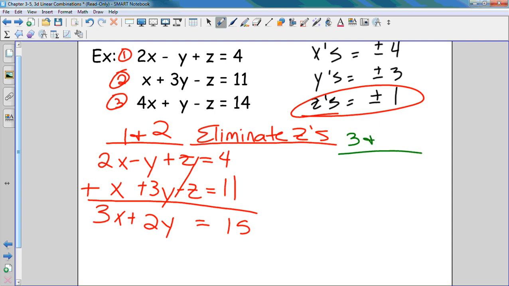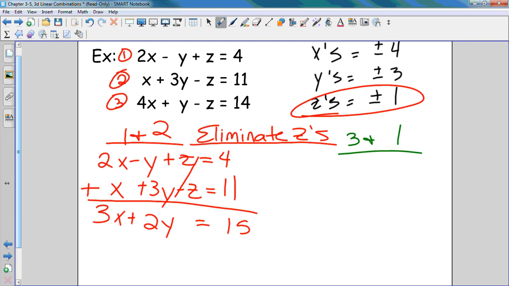And then any other equation that you choose. Which equation would you choose to go with three? One. I would choose one. Why would I choose one? Because it's positive and negative, and I don't have to do anything, and they eliminate each other. Okay, so I'm going to choose 1.